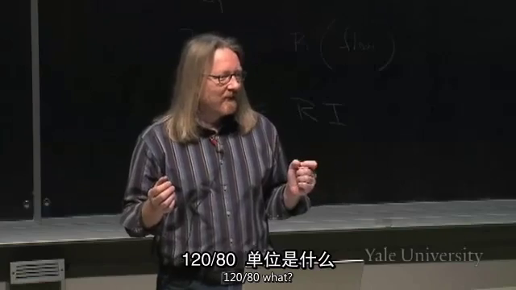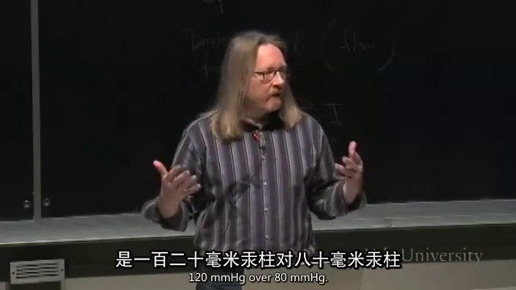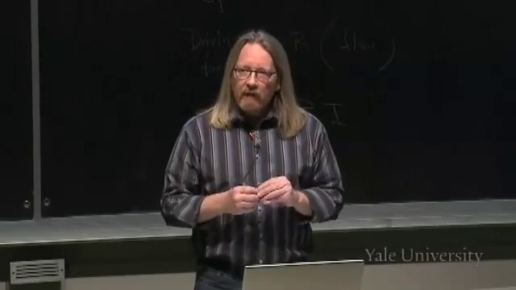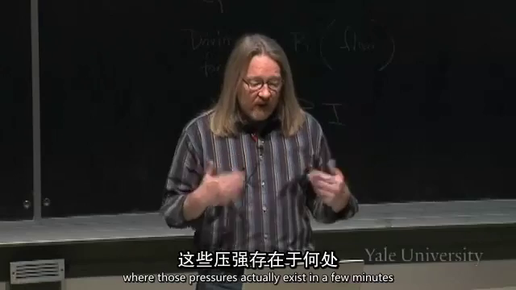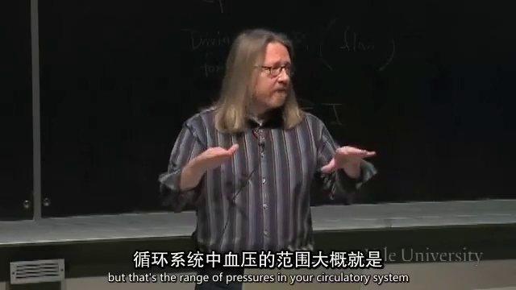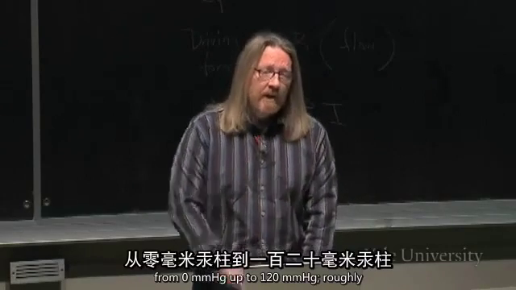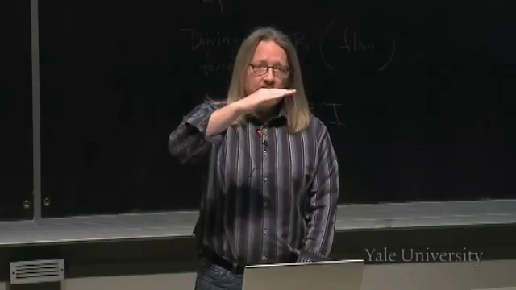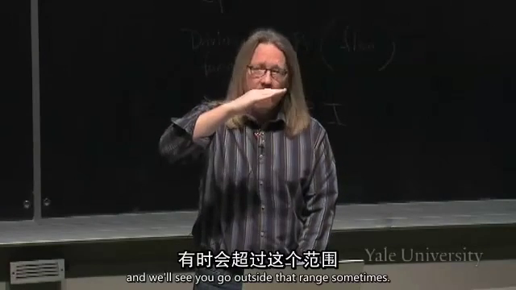120/80, what? Don't tell you that. Right? 120 millimeters of mercury over 80 millimeters of mercury. And we're going to talk about where those pressures actually exist in a few minutes. But that's the range of pressures in your circulatory system, from 0 millimeters of mercury up to 120 millimeters of mercury, roughly. And we'll see you go outside of that range sometimes.